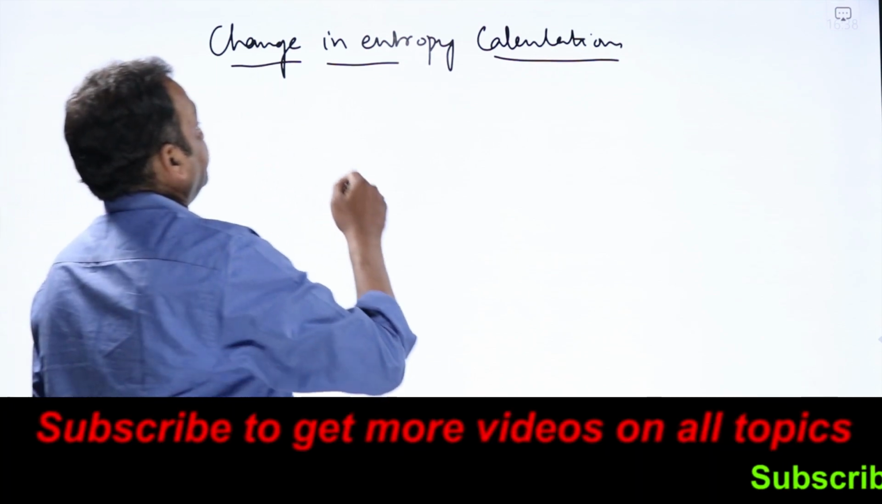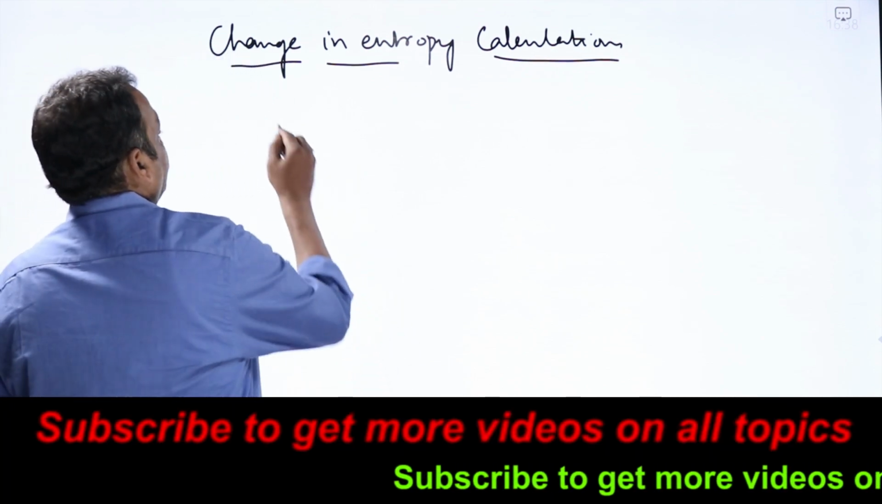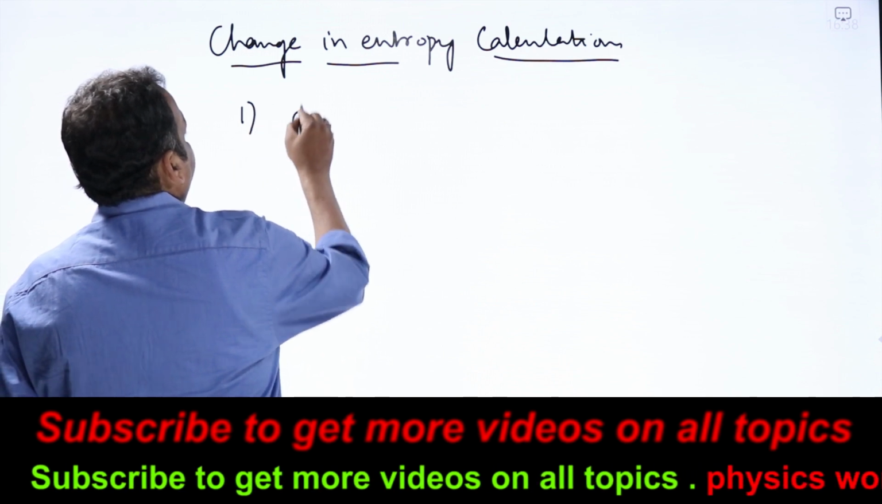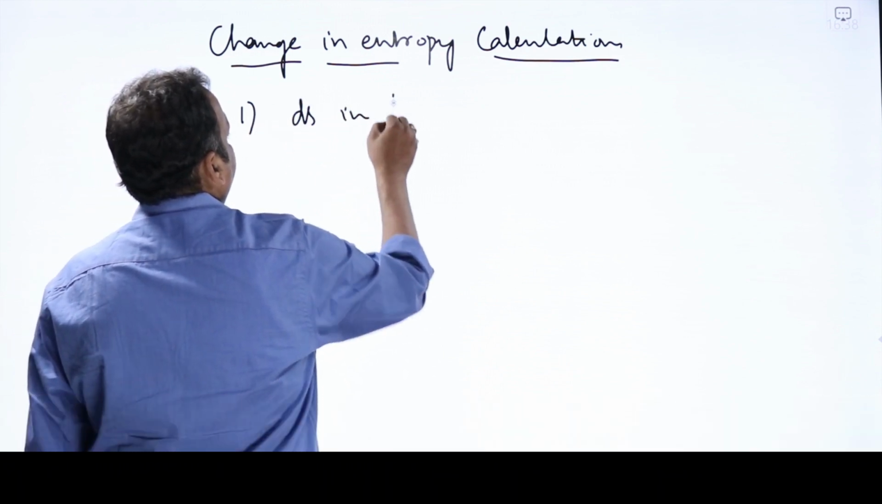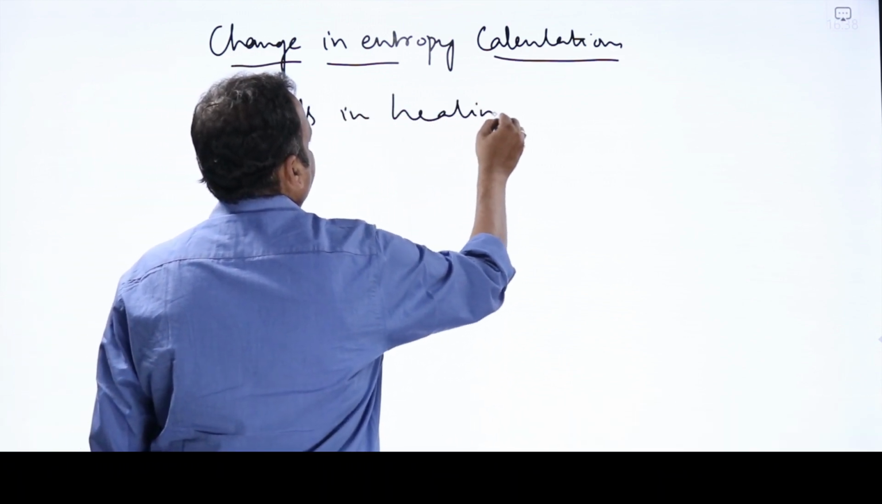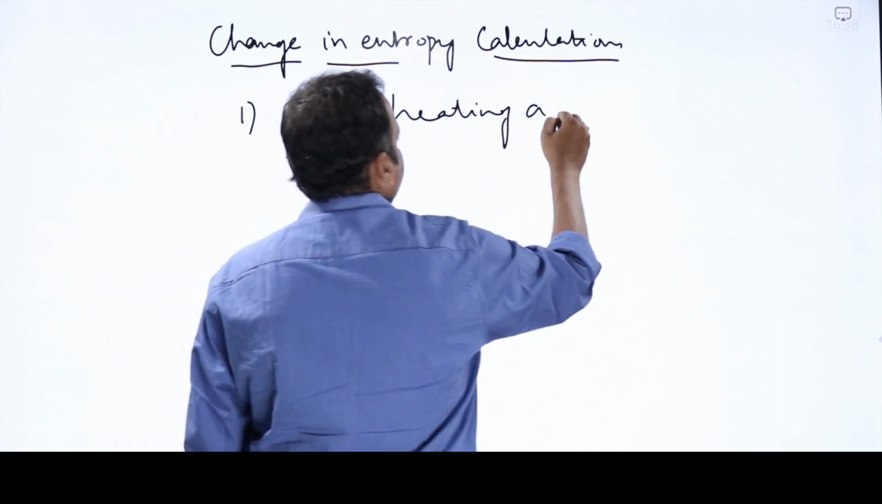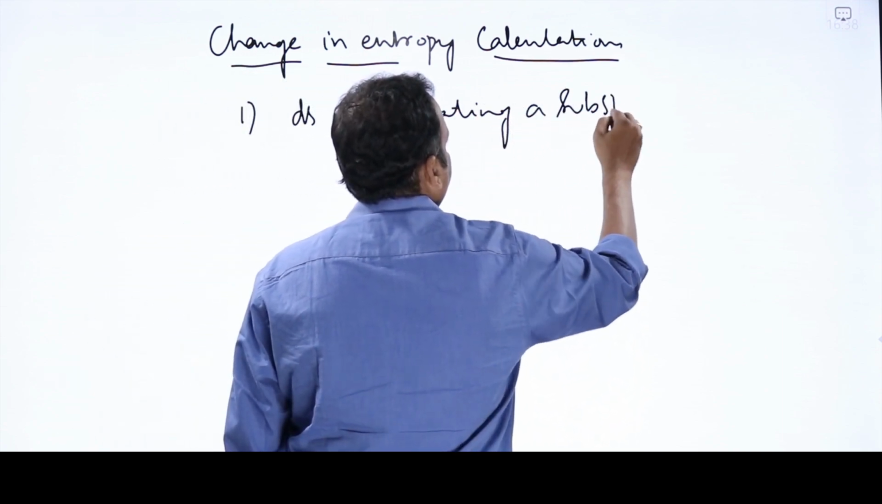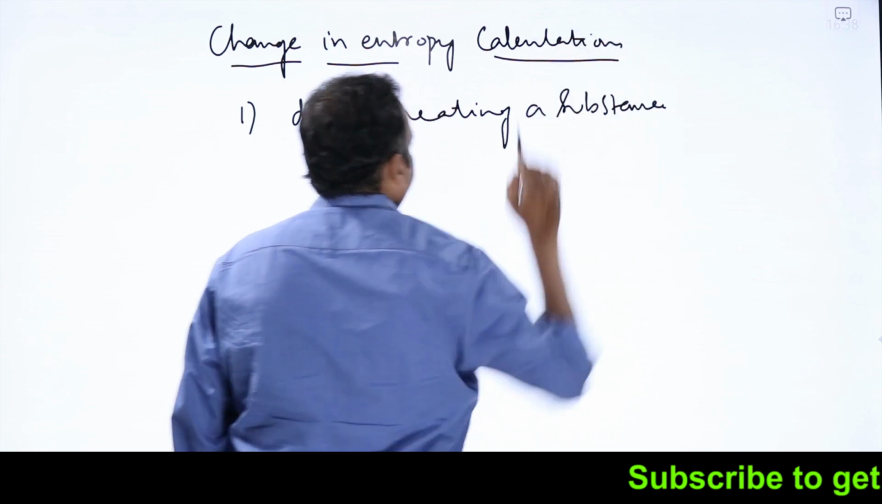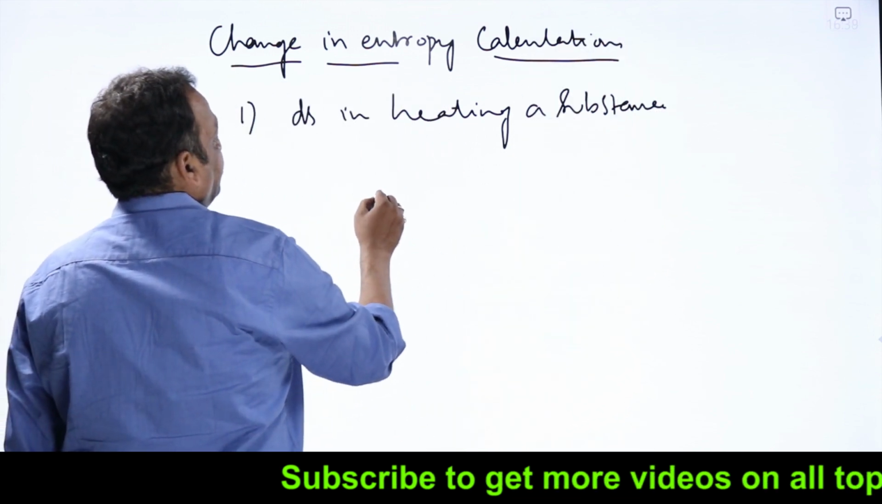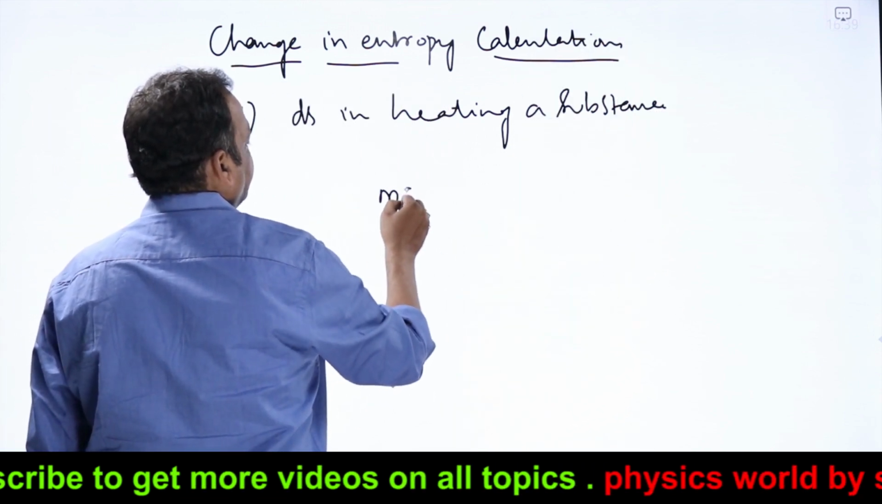Now, change in entropy calculations. First one, change in entropy dS in heating a substance. Initially, I'll take m grams of substance with specific heat C.